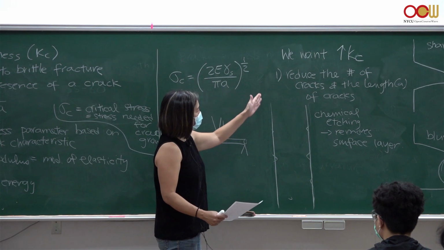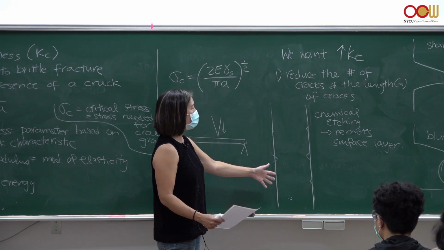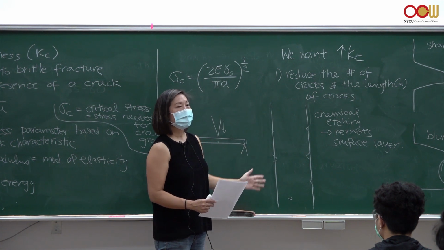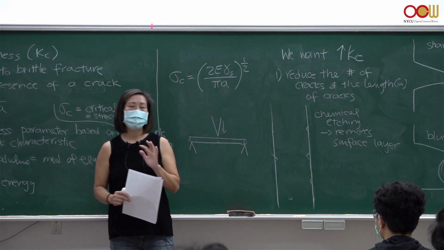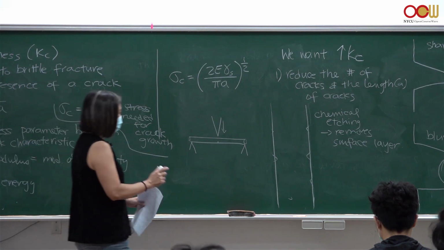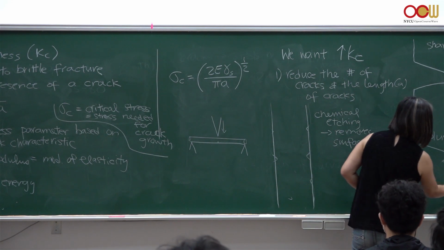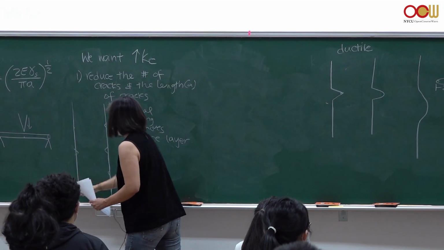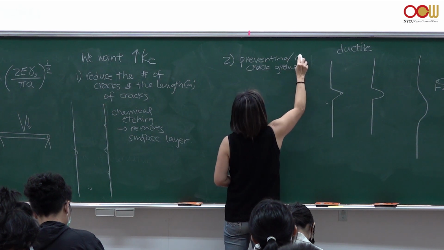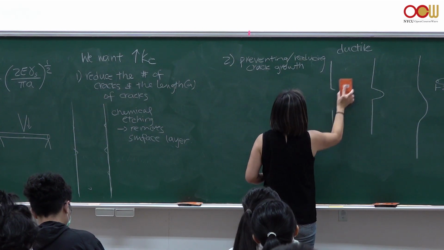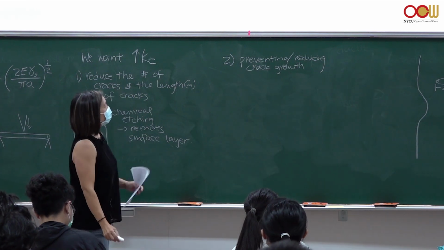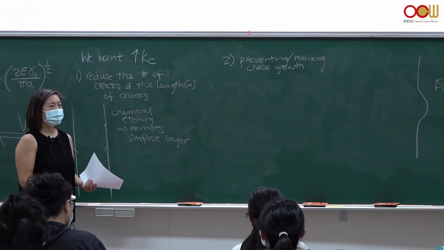Okay. So by removing the surface layer, you're removing cracks. If you could remove cracks, or make the cracks smaller, then you can greatly increase the fracture toughness of even brittle materials. And the second way you can increase fracture toughness is by preventing or reducing crack growth. Like I said before, you can never remove all of the cracks on a surface. There will always be some. So what do you do if you want the material to still be strong?